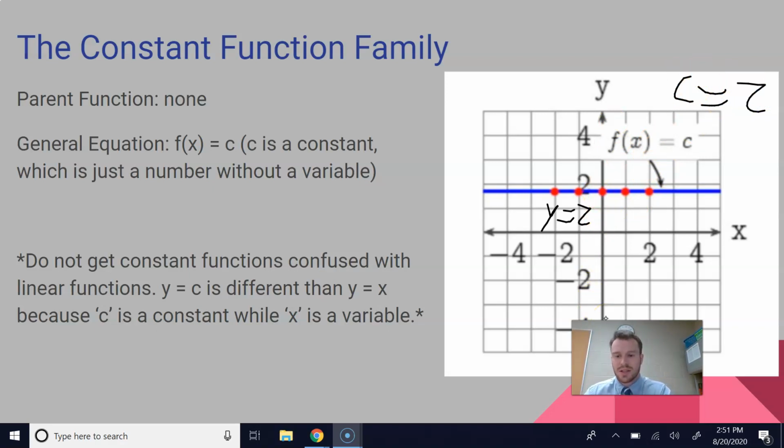And be careful not to get it confused with linear functions. Y equals c is different than y equals x, because c is a constant while x is a variable. Be sure to make note of that.